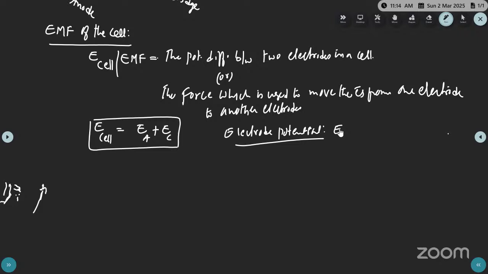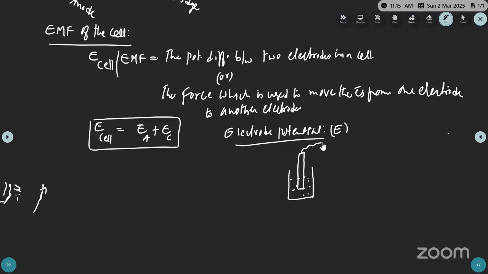What is electrode potential? So in a Daniell cell, two electrodes are there, isn't it? One is the zinc electrode. What is the zinc electrode? Here the zinc metal rod is dipped in the zinc sulfate solution. So this is one electrode, and this electrode has some potential. That potential is known as electrode potential. Like that, every electrode has some potential.